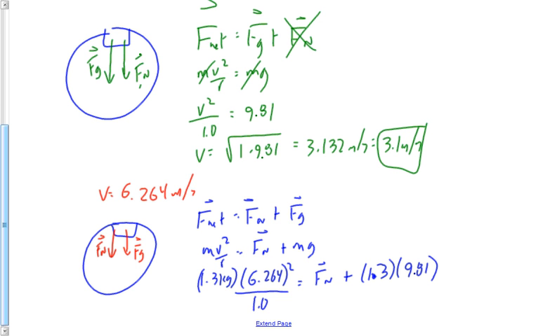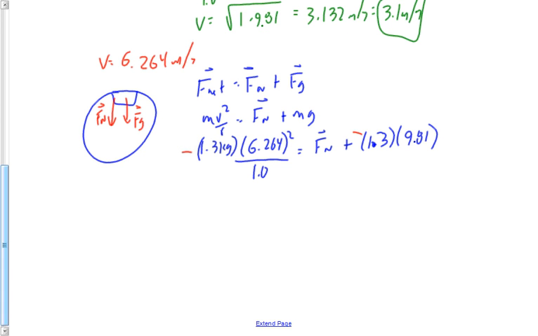Now, we've plugged numbers in here. We've got to worry about signs. Really, we should have worried about it up here too. This was negative because they were both down, but they canceled. Here, mv squared over r is negative because it's acting toward the center of the circle. Gravity is negative because it always acts down. Can't cancel them out there. Solve for Fn. Solve for the normal force.